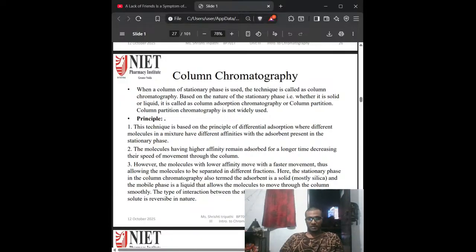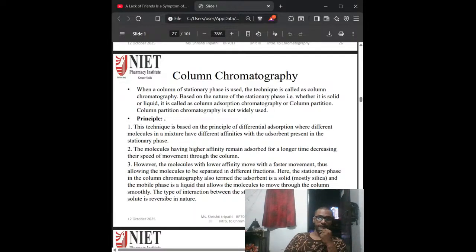The molecules having high affinity remain adsorbed for a longer time, decreasing their speed of movement through the column. The molecules with low affinity move very fast, thus allowing the molecules to be separated into different fractions.